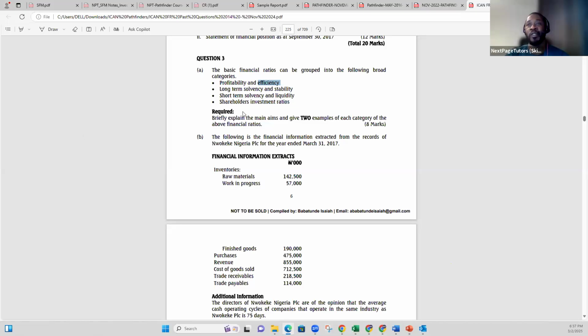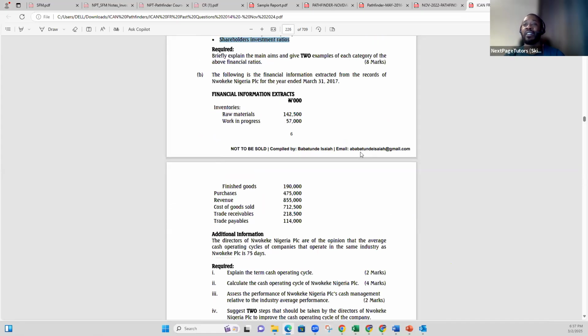And then the last one is the shareholders' investment ratio. And we said these are ratios that show how well the company is performing in relation to the stock market. Examples are EPS, DPS, PE ratio, earnings yield, dividend yield, payout ratio, all of those ratios that we listed in the last aspect. Just mention 2 and move on.